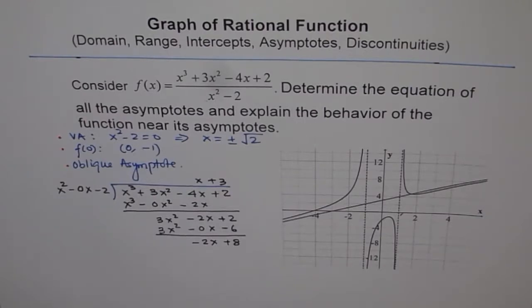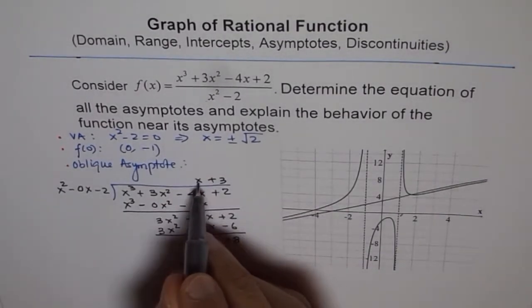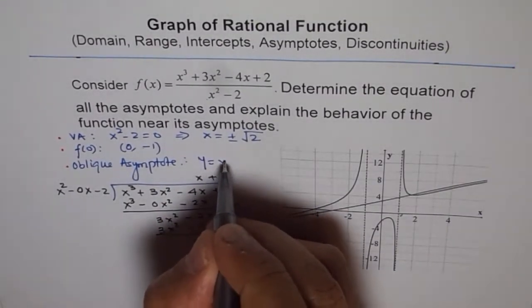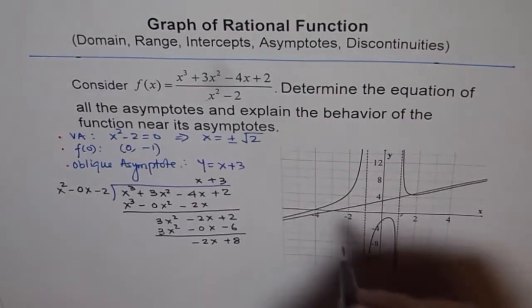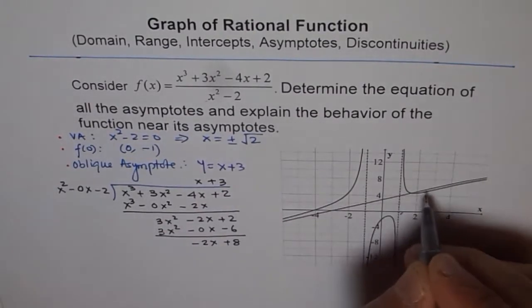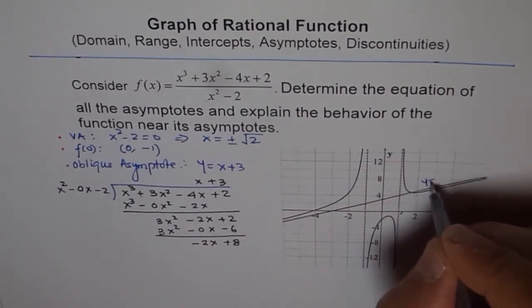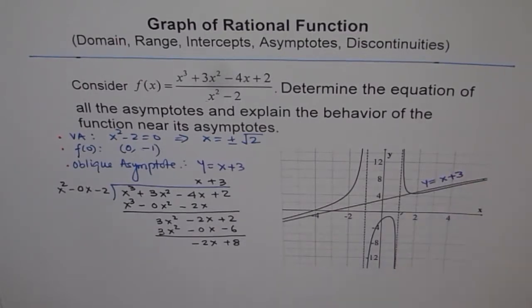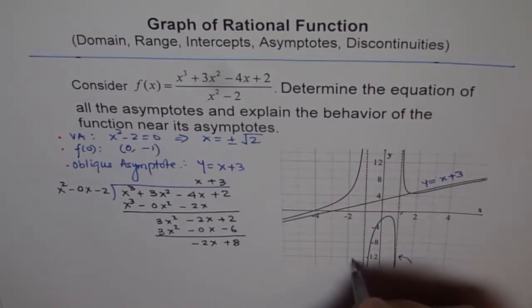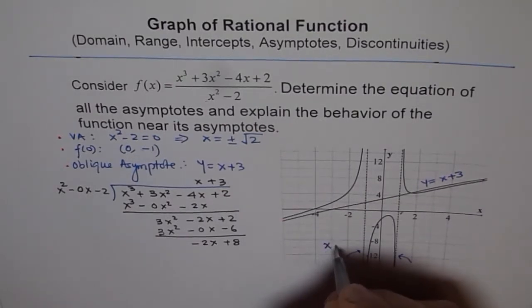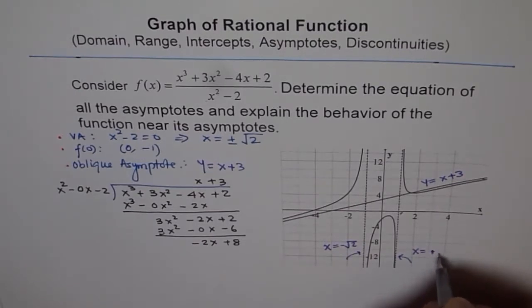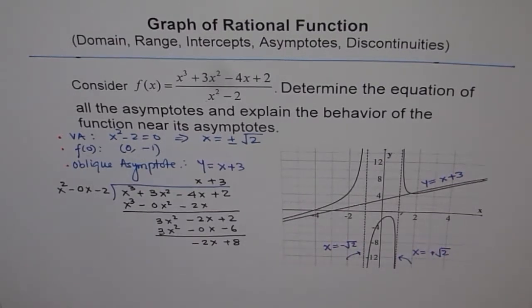Therefore, you can tell me what the oblique asymptote is, right? The quotient is your oblique asymptote, and y equals x plus 3 is my oblique asymptote. And this line, which is shown here, represents the oblique asymptote for you, correct? Let me write y equals x plus 3, correct? And these are my two vertical asymptotes, which are x equals minus square root 2 and x equals plus square root 2, correct? So that becomes our vertical asymptotes, right?